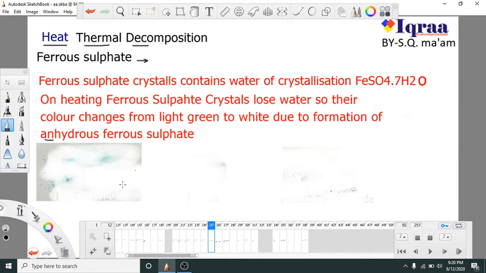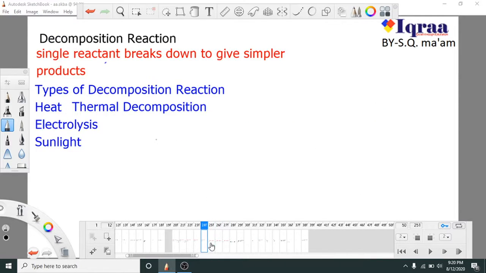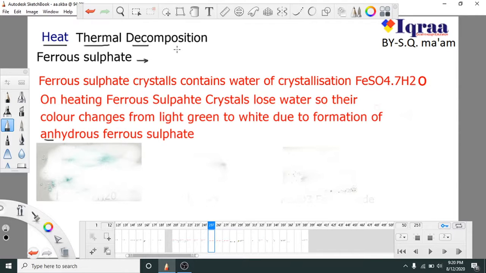Now we will decompose ferrous sulfate. This is ferrous sulfate. As we know, ferrous sulfate is in crystalline form. It looks like crystal, and generally ferrous sulfate is not available in isolated form. One molecule of ferrous sulfate contains 7 molecules of water with itself.